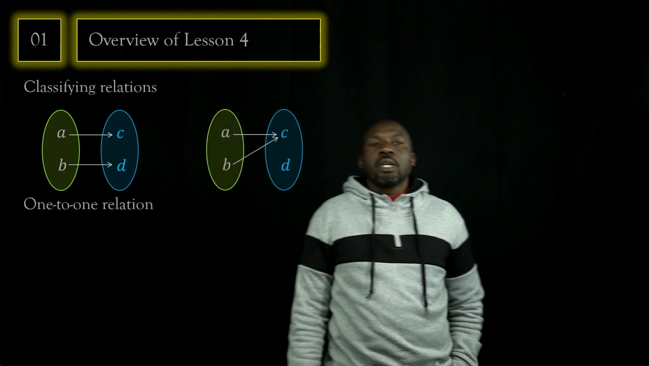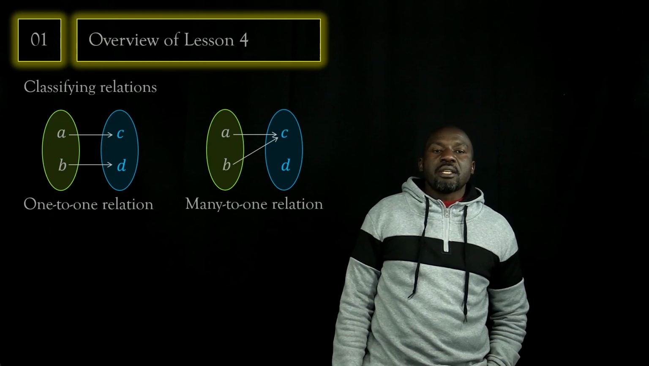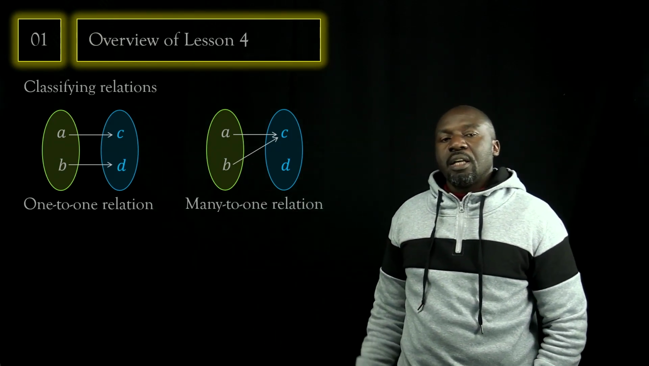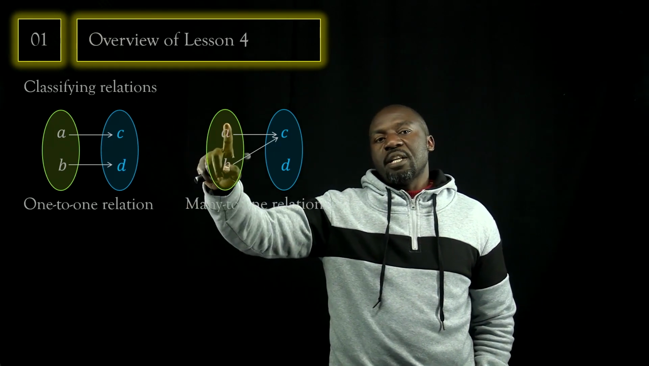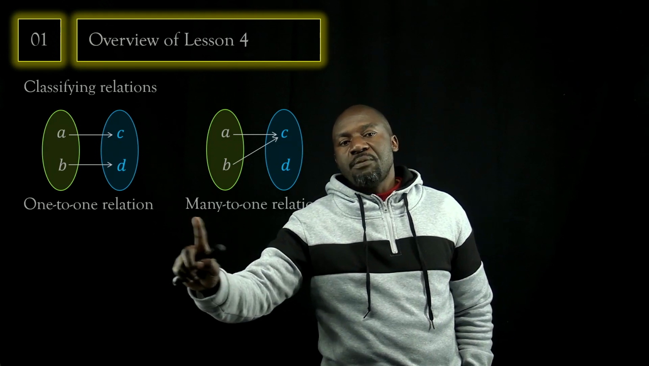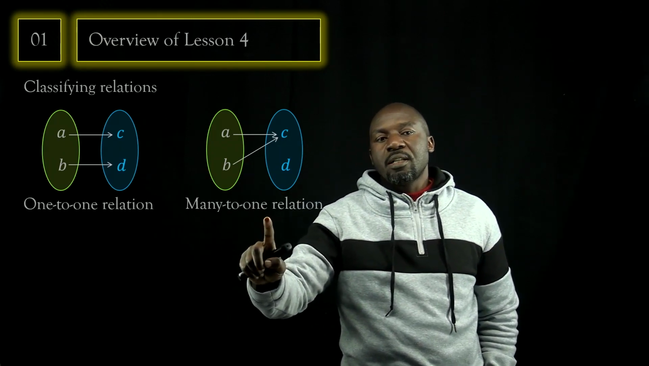The second one, as you can see, is a many-to-one relation. And the reason we call it a many-to-one is because more than one element in the input maps onto one element. So many from the input to one in the output.